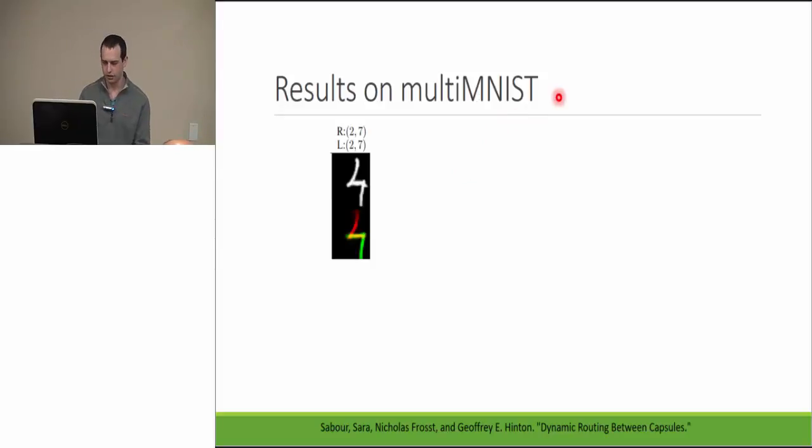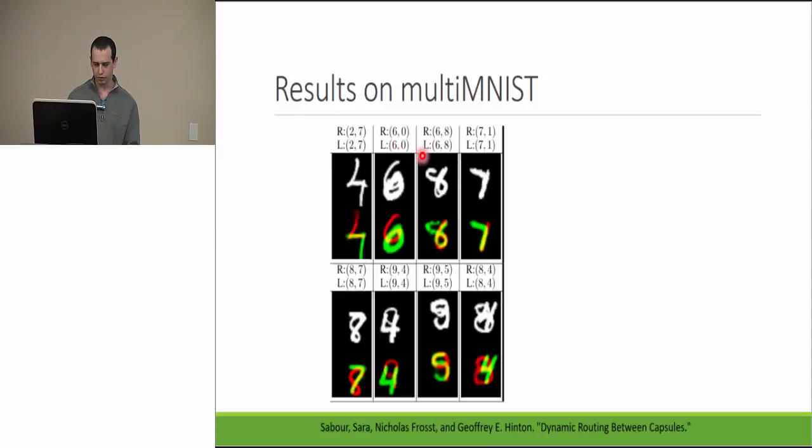Okay, so they also ran tests on highly overlapping digits. In this case, this is the input image, and this is the reconstruction image for the two digits. L is the label. So there's a 2 and a 7 in this input image, and it reconstructed the 2 and the 7. There in the red, you can see the 2 and then the 7. These are different instances where the network actually correctly segmented these highly overlapping digits, which is pretty impressive, because it would be pretty difficult, I think, for a human to do that. Solve the occlusion problem. Yeah.